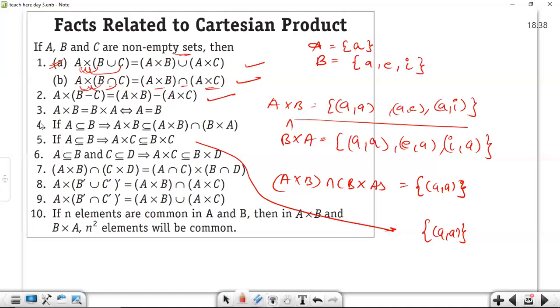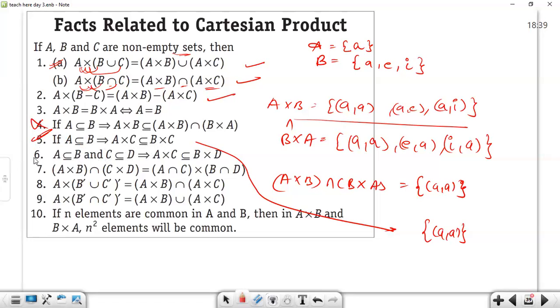Let's go back to slides and define both properties. If A is a subset of B, the Cartesian product of A and C is also a subset of the Cartesian product of B and C. Basically, we have multiplied C on both sides of the subset symbol. Okay, yes, sir.